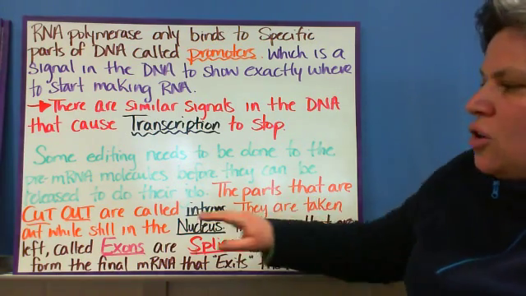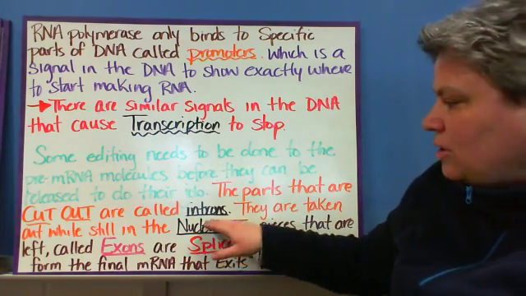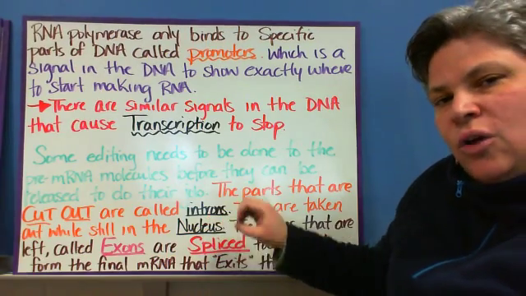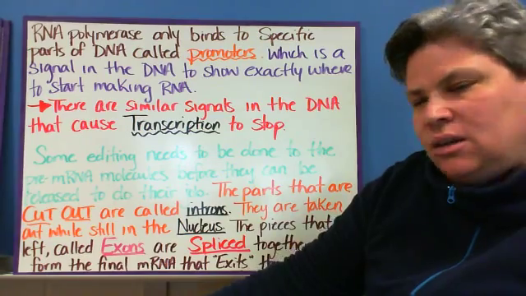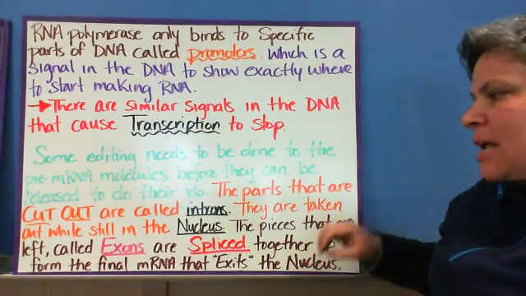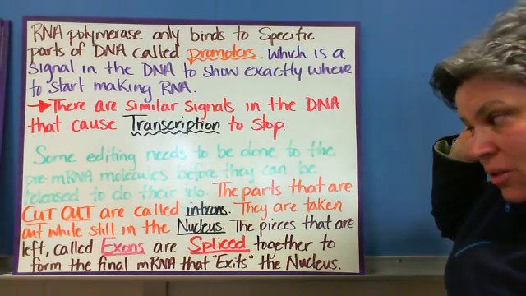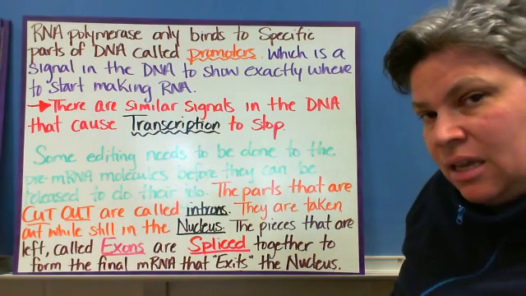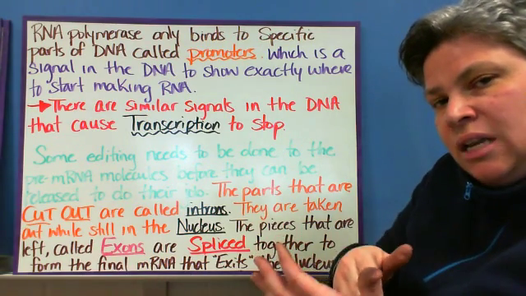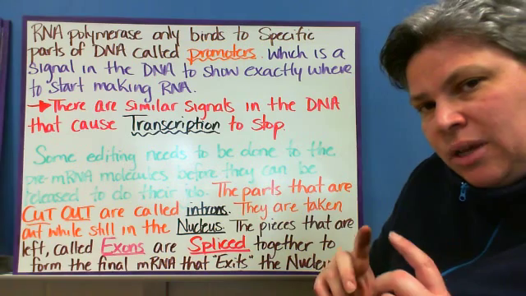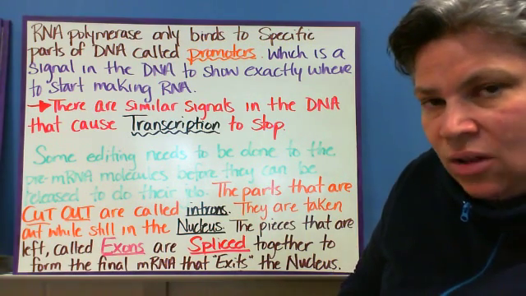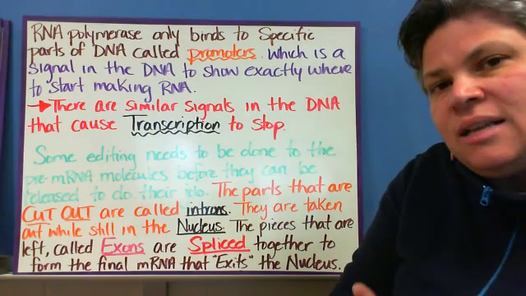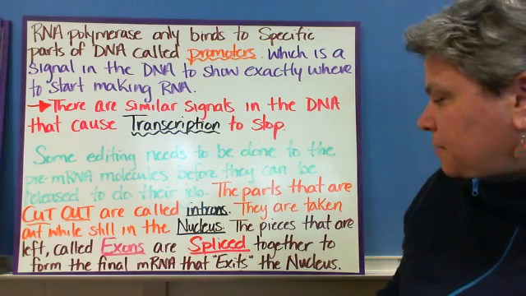So the parts that are cut out are called introns. Those parts are going to stay inside the nucleus. They're not going to leave. They're taken out while they're still inside the nucleus because remember, that's where the DNA is. So this process of DNA going to RNA takes place in the nucleus of the cell, if it's a eukaryotic cell, like we are, that has a nucleus or nuclear membrane.